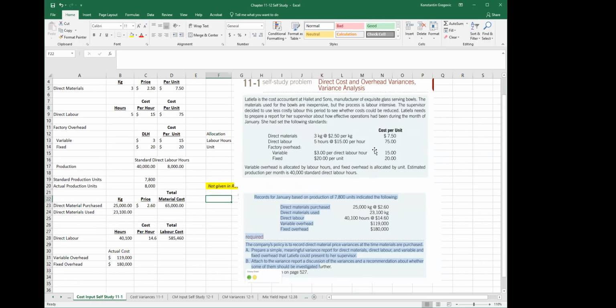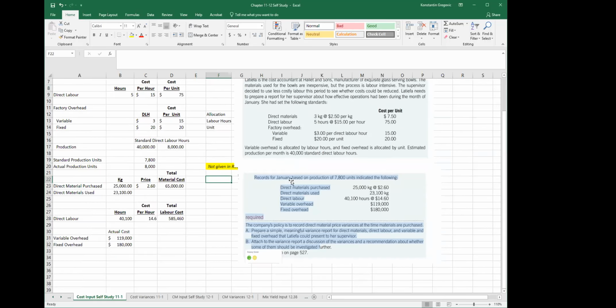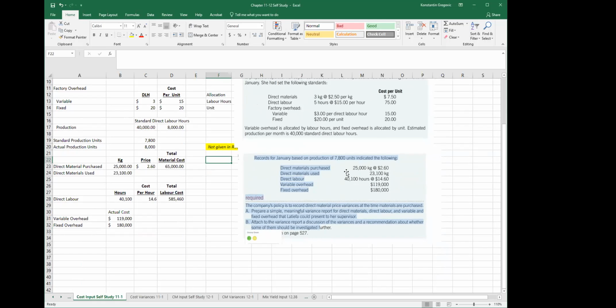So we've got 3 kilograms at 250 per kilogram. So that's a cost per unit for direct materials, direct labor, variable, fixed, and so on. So variable overhead is allocated by labor hours, fixed overhead by unit. Our estimated production per month, 40,000 standard direct labor. Now, records for January based on production of 7,800 units. So direct materials purchased, these are your actual costs. So we produced 7,800 units. This is what we actually spent.